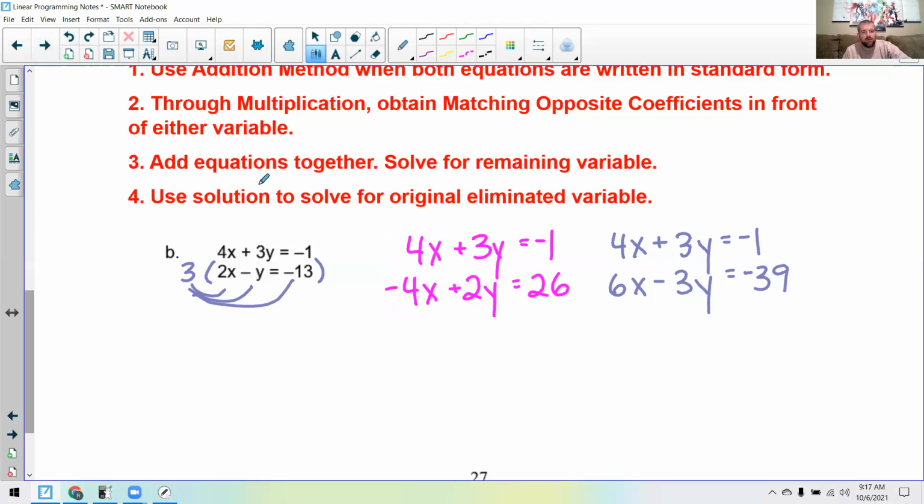Sometimes you'll have to multiply both equations by something. If I don't have a multiple of the other coefficient, I'm going to have to multiply it. I don't know if there's a preference. I guess we wrote the pink one first, so I'll just stick with the pink.